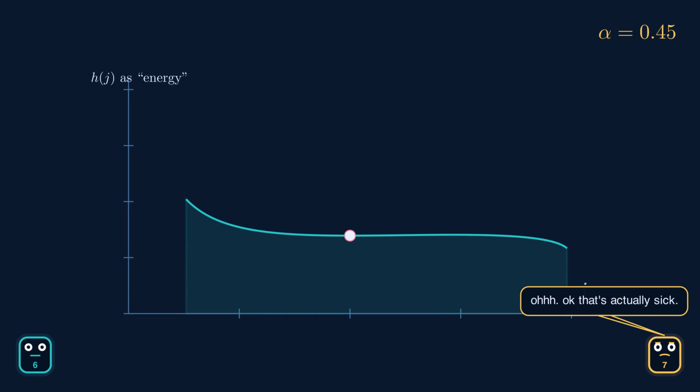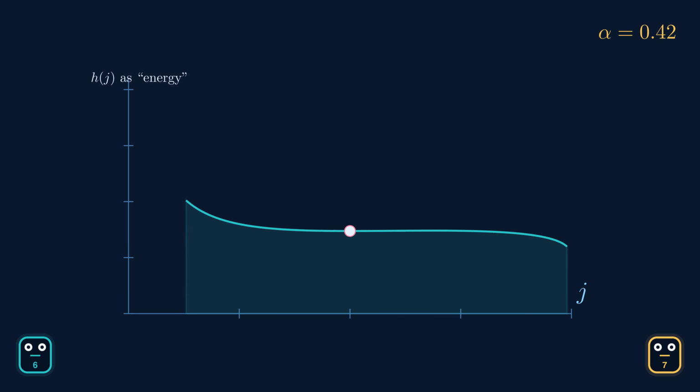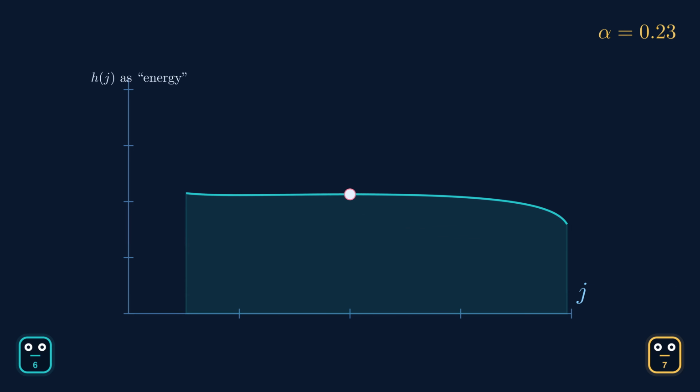But if you drop alpha below 1/3, the floor under the marble caves into a hill. Now it can't even stay. It rolls off, and the true minimum's way out at the edge. The symmetric state froze out.